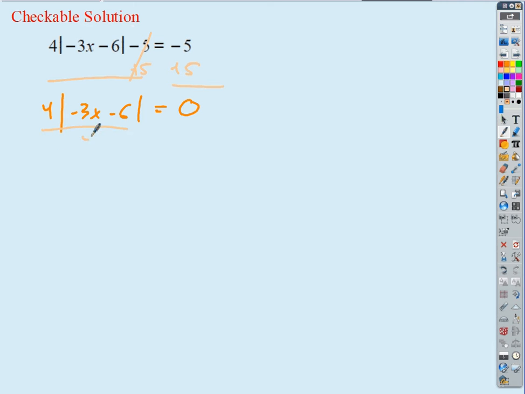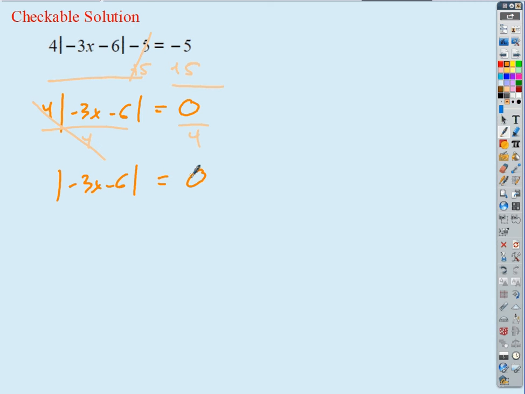0. Okay, and so we end up with the isolated absolute value. So the absolute value of negative 3x minus 6 equals 0. Okay? So then what's the deal? If it's equal to 0, do we end up with 2 equations this time? No. Okay, good. Only one.